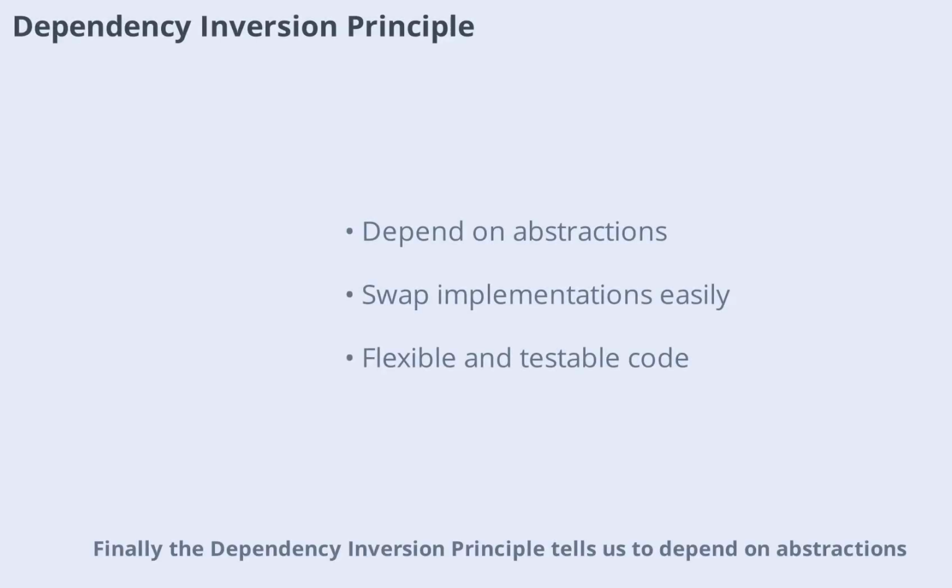Finally, the dependency inversion principle tells us to depend on abstractions, not concrete implementations. High-level modules shouldn't be tightly coupled to low-level modules. For example, if your account controller directly creates a regular account service, you'll have to change the controller if you switch to a premium account service.